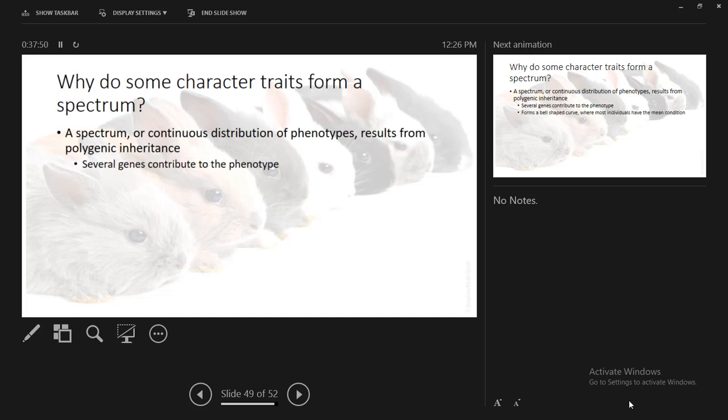So we've got several genes contributing to the phenotype, and typically it's going to form a nice bell-shaped curve where most of the individuals have whatever the average condition is, the mean or the average condition.